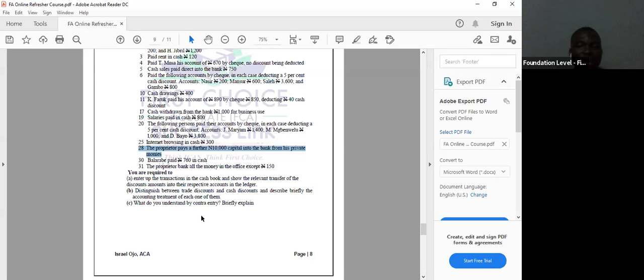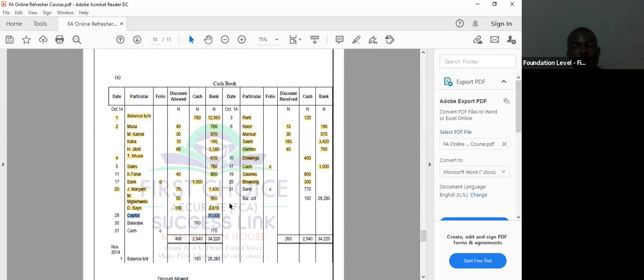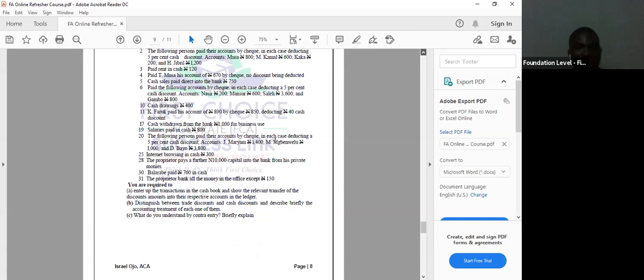Now, capital is an equity. If we introduce more capital, we expect to credit the capital account and debit what they introduce. If they introduce cash, we will debit cash. If they introduce assets, we will debit asset, because they are increasing. Now, this time around, they said that 10,000 capital was paid into the bank. It means that bank is the one receiving, and so the bank column will be debited by 10,000.